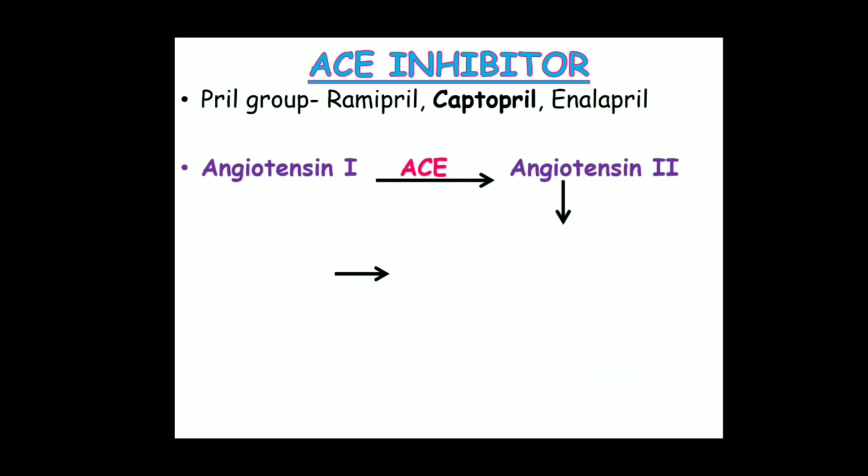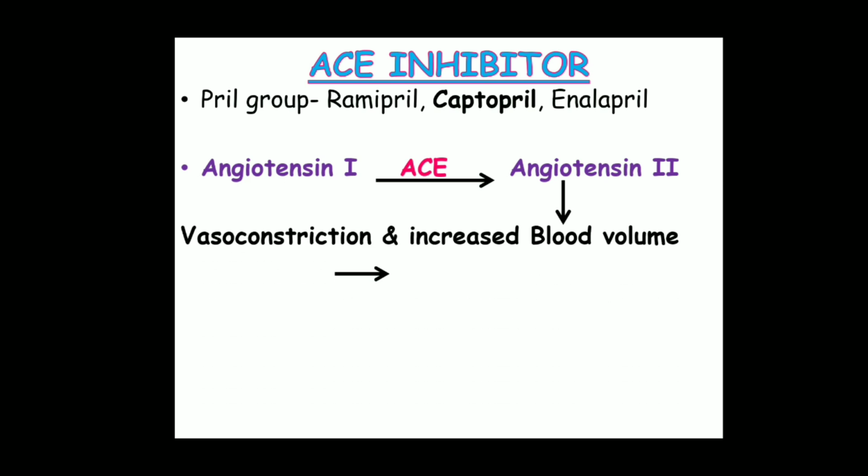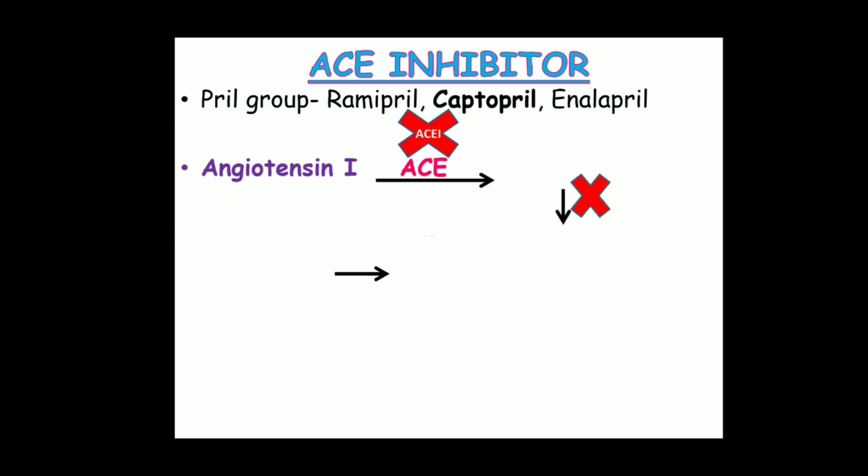Again, remember, angiotensin 1 is converted to angiotensin 2 in the presence of ACE, angiotensin converting enzyme. And what is this angiotensin 2 doing? It causes vasoconstriction and increased blood volume. When an ACE inhibitor is given, what happens? Angiotensin 1 won't be converted to angiotensin 2. So this vasoconstriction and increased blood volume won't happen.